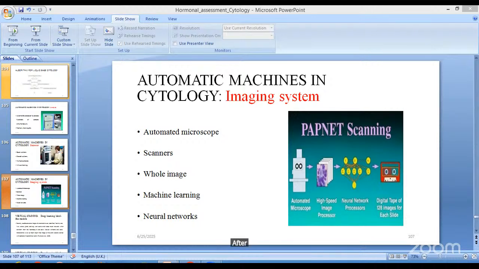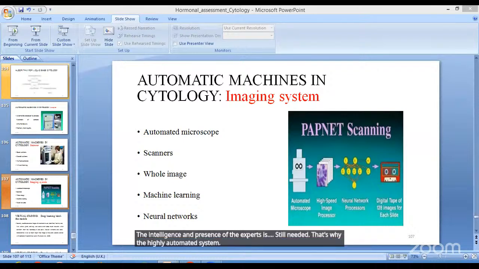After this is done, the process by artificial intelligence is to still call experts to come and compare or assess the results that the machine is dishing out. So this is what virtual staining is about. Everything is to optimize the process for better outcome. And of course, the intelligence and presence of the experts is still needed, despite the highly automated system possibilities that we are now having.